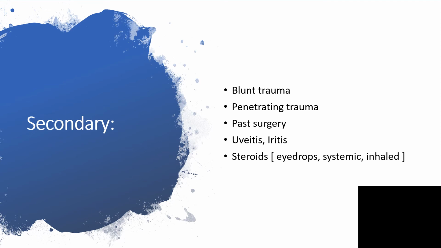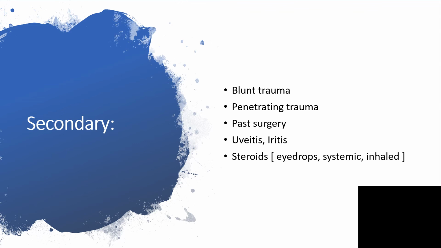The secondary causes of glaucoma could be blunt trauma, penetrating trauma, or past surgery. For example, someone who had a cataract and got it removed, that is cataract excision, and is now coming down with glaucoma. It's likely going to be open angle glaucoma.